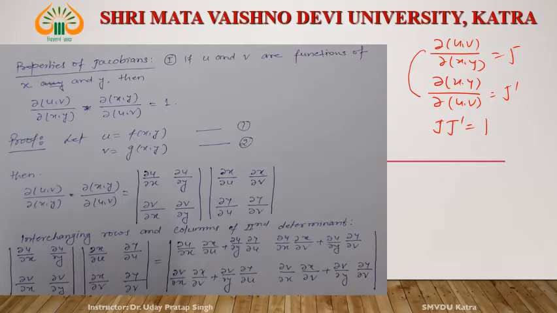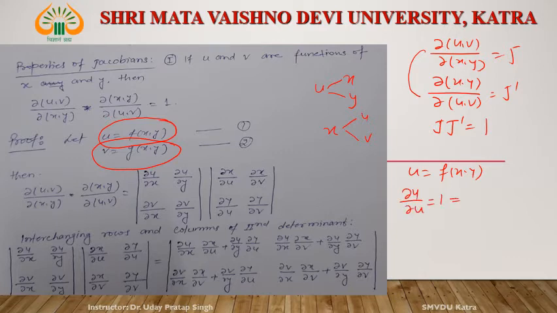See the proof. Let u be equal to f(x,y) and v equal to g(x,y). Then u is a function of x, y, and we also know that x is a function of u, v. What is u? u is equal to f(x,y). Now ∂u/∂u is equal to 1. What is ∂u/∂u? It is ∂u/∂x into ∂x/∂u plus ∂u/∂y into ∂y/∂u, since u is a function of x, y, and x, y are functions of u, v.